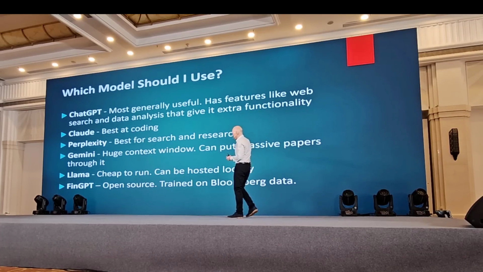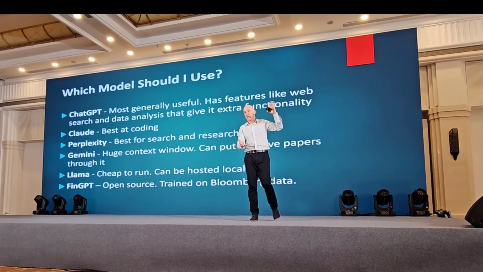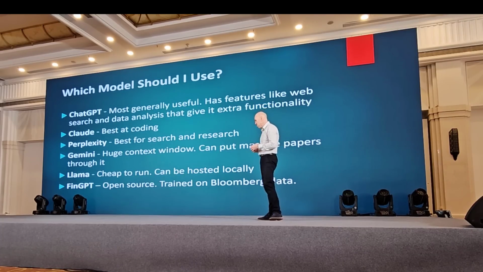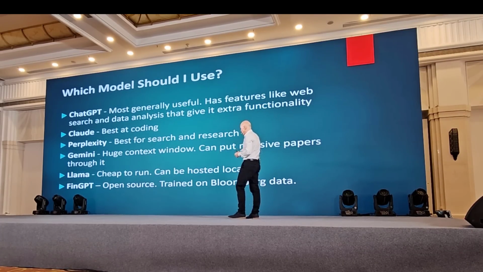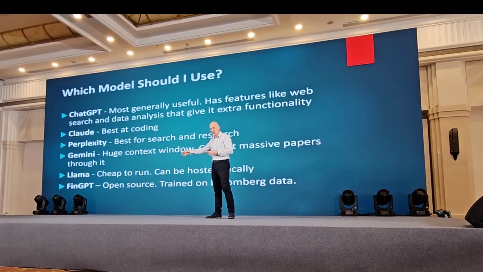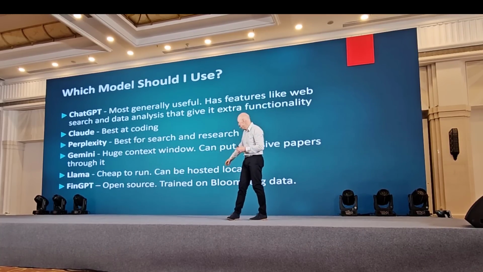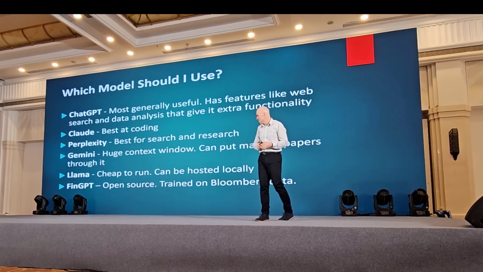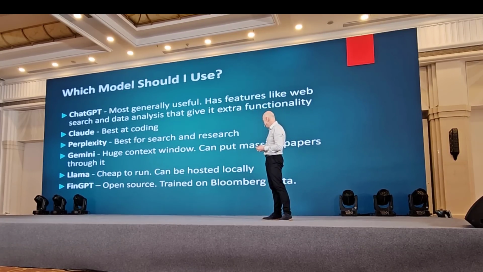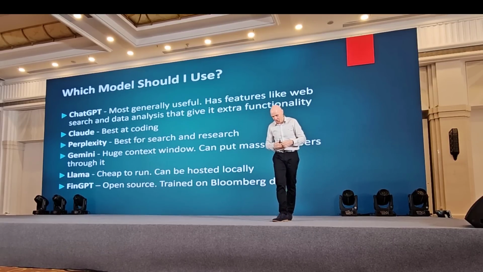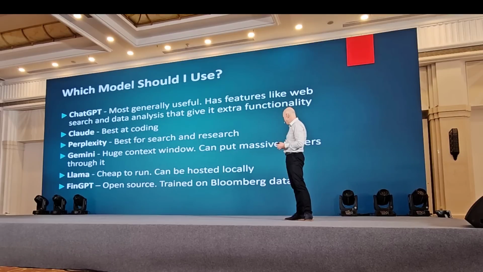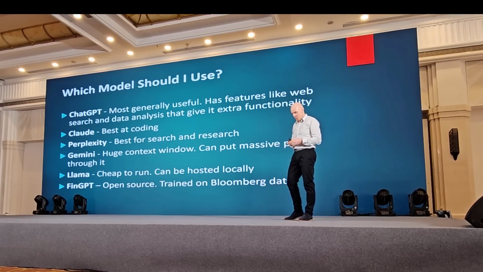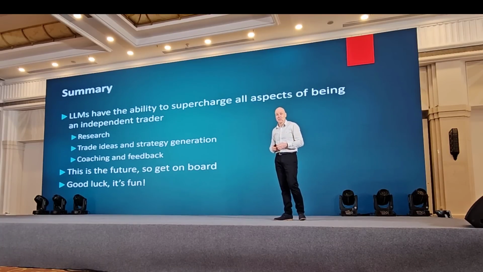And then we've got Google's Gemini, which has a huge context window, so you can feed it, you know, a 300-page research paper and have it summarize that for you. And then we've got a couple of other ones. Llama is the Meta one. I think Elon's even got one. I'll probably steer clear of that. And then we've got FinGPT, which I haven't had a chance to use yet, but it looks very interesting for our part of the ecosphere, if you like, because it's trained on Bloomberg data and it also happens to be open source. If you're unsure which ones to use, I'd say use them all and just see which one gives you the best responses.